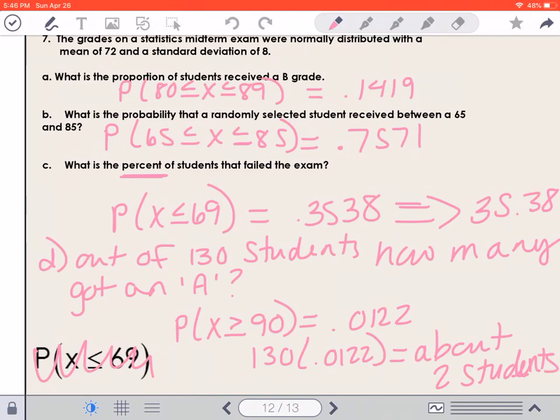However, can't have half a student, right, guys? We have to have a whole student. So we're going to bump that up to the nearest whole, which is 2.